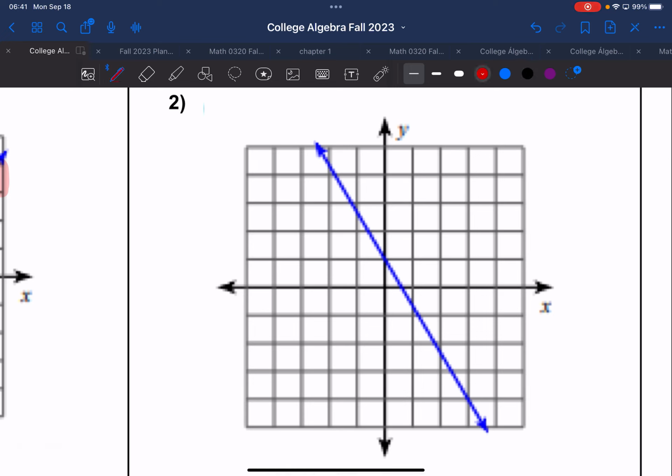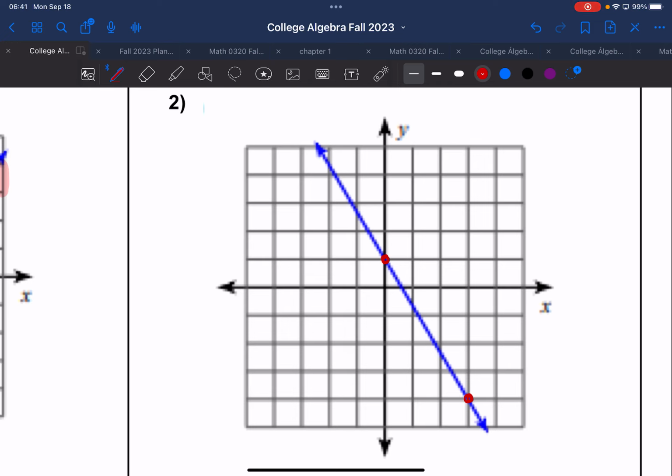So again, we're picking any points on this graph as long as it's on a corner. So we have this point right here and this one down here. And again, there could be several others. These are just the first ones I see. Okay, so we have our 2 points.